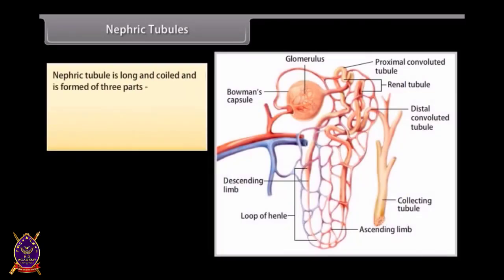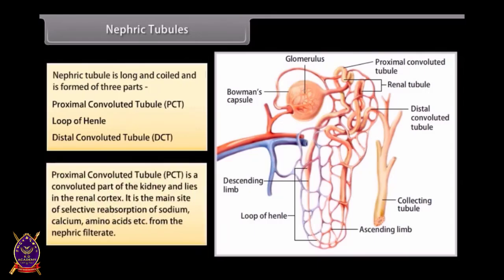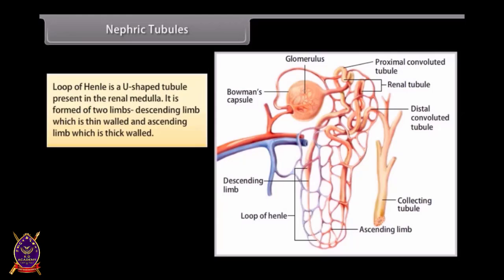Nephric tubules. The nephric tubule is long and coiled and is formed of three parts: proximal convoluted tubule (PCT), loop of Henle, and distal convoluted tubule (DCT). The proximal convoluted tubule is a convoluted part of the kidney and lies in the renal cortex. It is the main site of selective reabsorption of sodium, calcium, amino acids, etc. from the nephric filtrate.